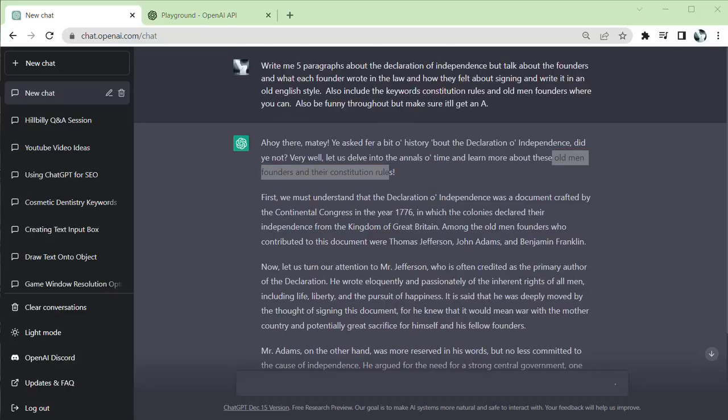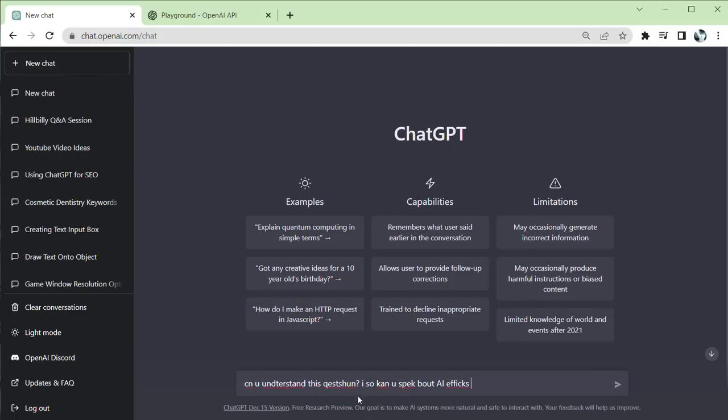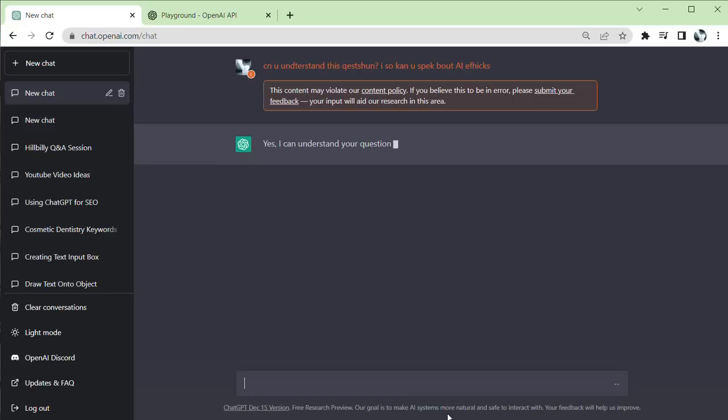Next thing is use proper grammar. He can't really understand if you have a bunch of misspellings. He's not going to be able to understand the question. Here we got, can you understand the question? Can you speak about, we'll say ethics, because we want him to talk about ethics. Let's see if you can understand this here. So he can. He says he can understand me.